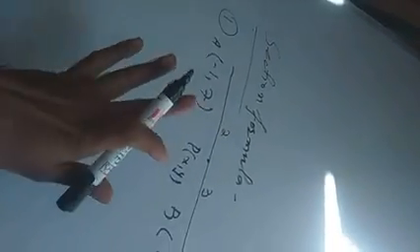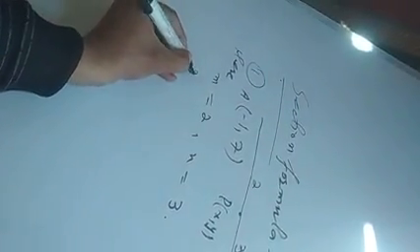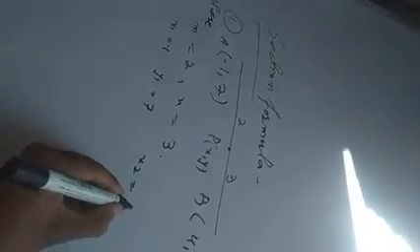Now, as P lies between A and B, we have to use the internal division formula. Here m is equal to 2, n is equal to 3, x1 is equal to -1, y1 is equal to 7, x2 is equal to 4, y2 is equal to -3.